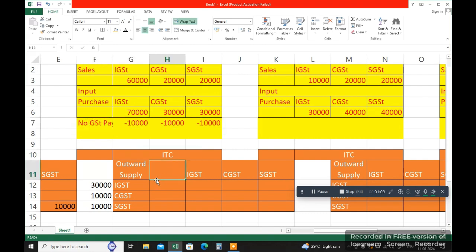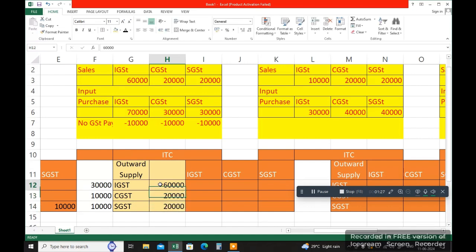So in this section, how will you enter? This part is your output part. So output, I'll put it here 60,000, then 20,000, and 20,000 here. And how I will put the IGST value, I'll put 70,000 here. Then CGST I'll put 30,000, and this I'll put 30,000.